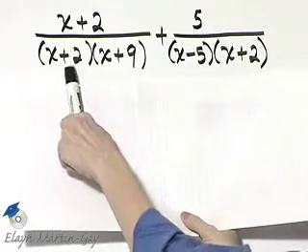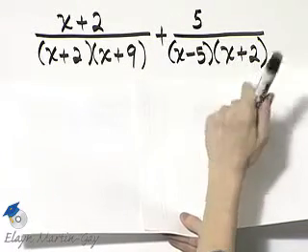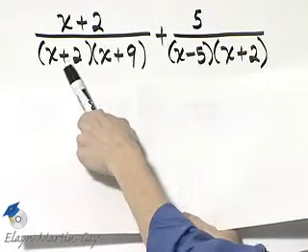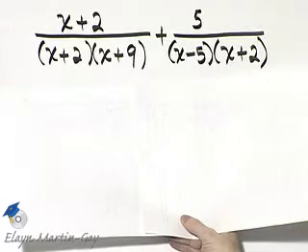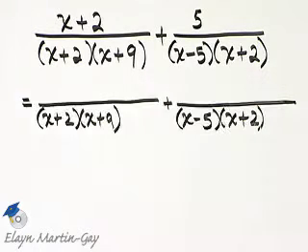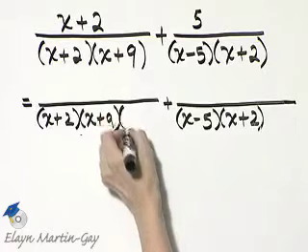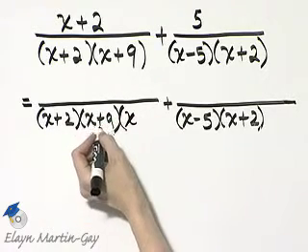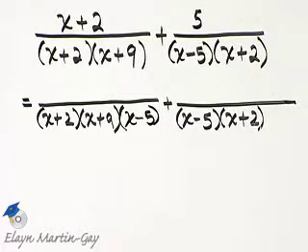Well, I'll need this factor, and then notice I already have the x plus 2 taken care of, so I will need this factor also. This factor, and this factor, that's the least common denominator. So what do we need to do next? We need to write each rational expression as an equivalent rational expression, but with that least common denominator, which we said was x plus 2 times x plus 9 times x minus 5 as denominator.